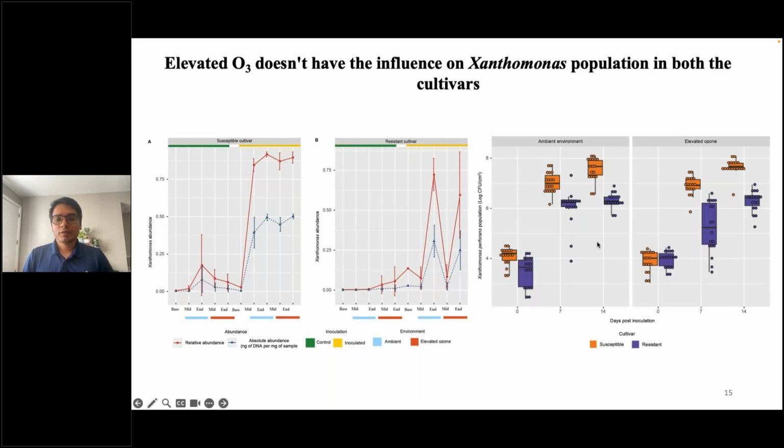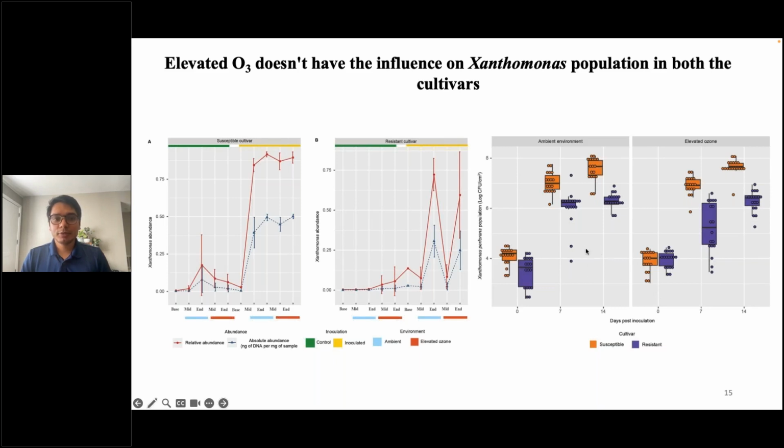So to further confirm the influence of elevated ozone and the cultivars on the Xanthomonas population, we analyzed the in planta population of Xanthomonas perforans using a culture dependent method on day 7 and day 14. While this short course experiment that we did within 14 days might not reflect the outcome of the entire growing season in our main experiment, it allows us to evaluate the effect of this elevated ozone on the Xanthomonas population.